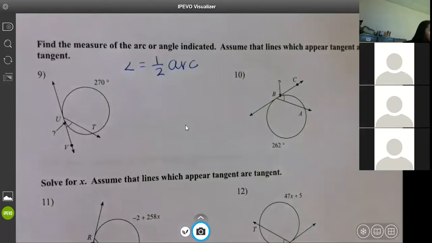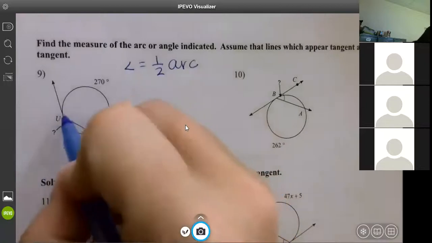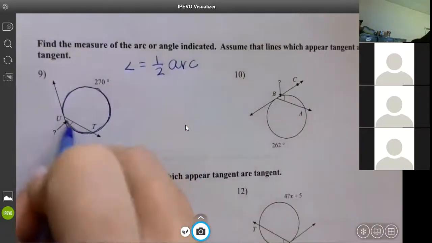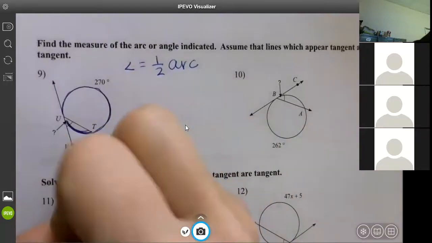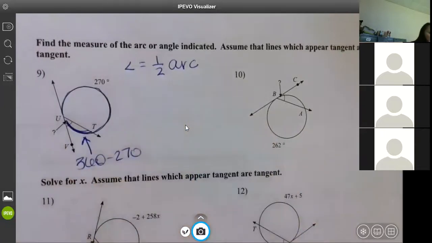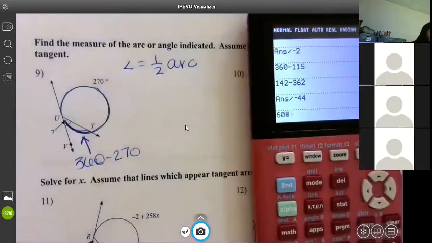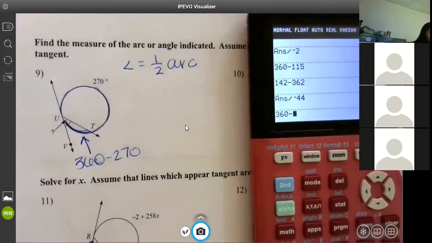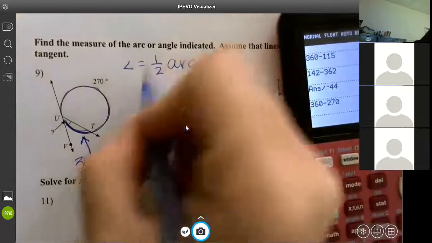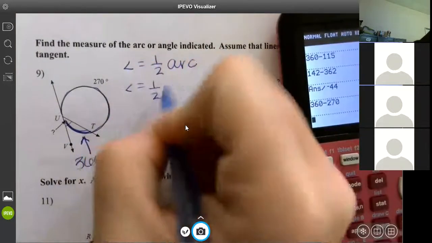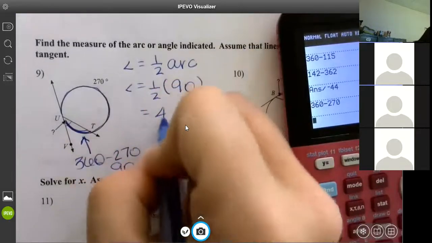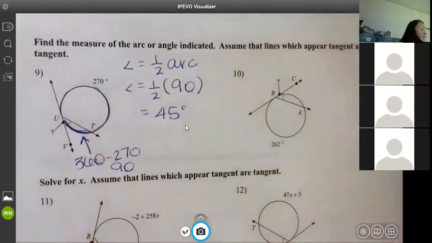Okay. So the problem is I don't know this arc. I do know this one. How do I find this one on the bottom? To find this one, I'm doing 360 minus 270, and I get 90. So your angle equals half of your arc inside, which is 90. Half of 90 is 45.